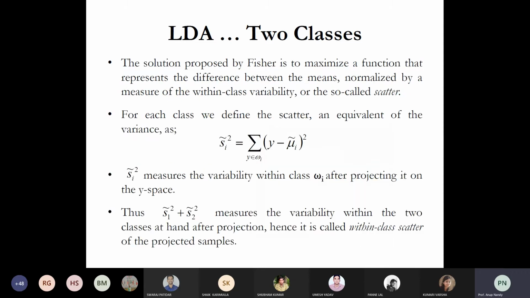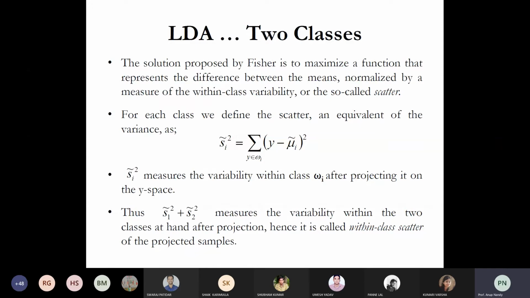So in order to get rid of the problem, this solution was proposed by Fisher, which is to maximize this criterion function, which represents the difference between the means, and you have to normalize it by a measure. Whatever mean difference you have computed, you have to normalize it with the within class variability, or you can say this is a scatter.